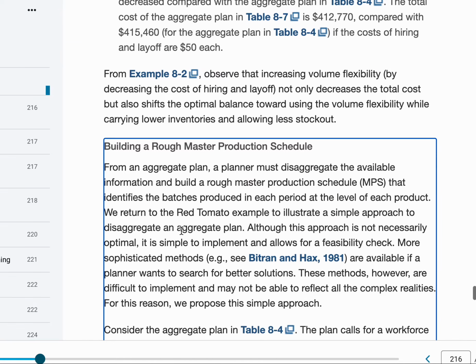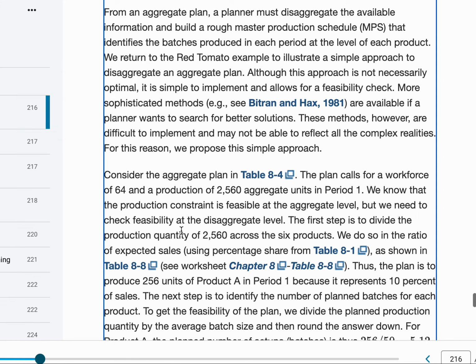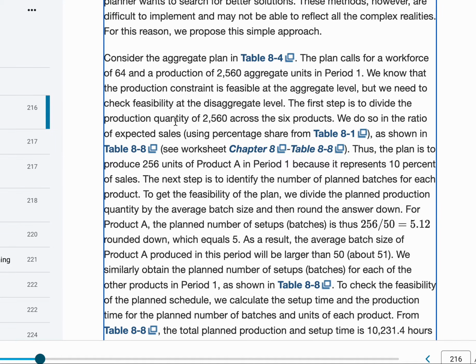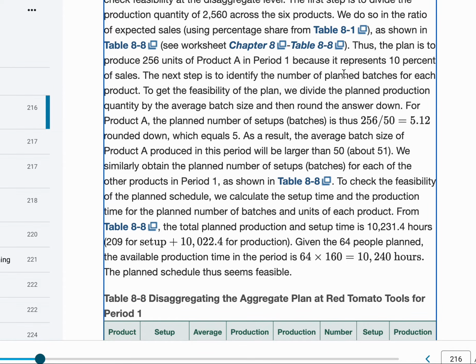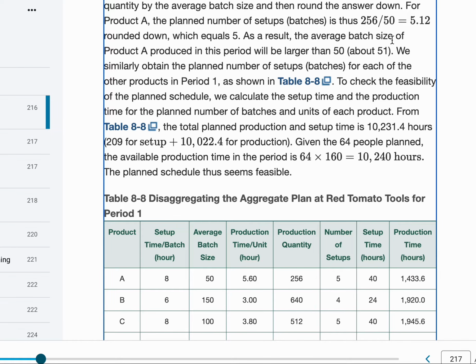disaggregation. We know the ratio of expected sales is 2, so we can calculate the 256 units because it represents 10% of the sales. The next step is to identify the planned number of batches for each of these. So we do 256 divided by 50, which gives us 5.12. Rounding it down gives us 5. As a result, the average batch size of produced units will be slightly larger than 50, which is about 51. How do I know that? If I divide 256 by 5, it gives me about 51.